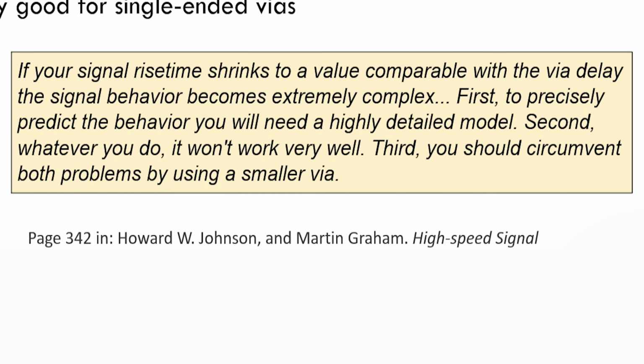Now here I have a quote on screen from Howard Johnson directly from his Advanced Black Magic textbook, and he writes, "If your signal rise time shrinks to a value comparable with the via delay, the signal behavior becomes extremely complex. First, to precisely predict the behavior, you will need a highly detailed model. Second, whatever you do, it won't work very well. Third, you should circumvent both problems by using a smaller via."